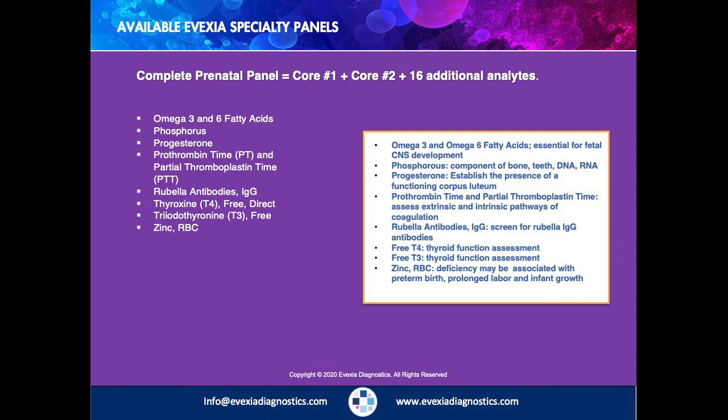The next analyte is the omega-3 and omega-6 fatty acids. Now, proper balance of these fatty acids is needed for proper inflammation and the proper anti-inflammatory response. It's also needed for the health of the cell membrane.